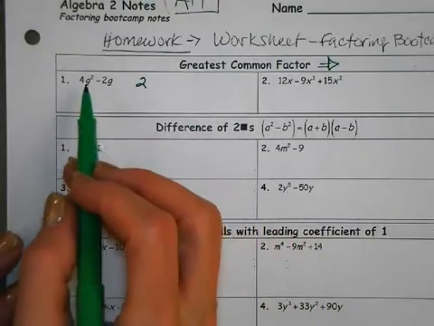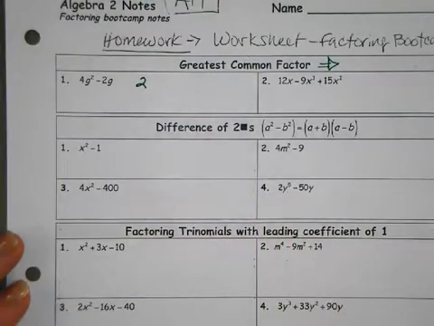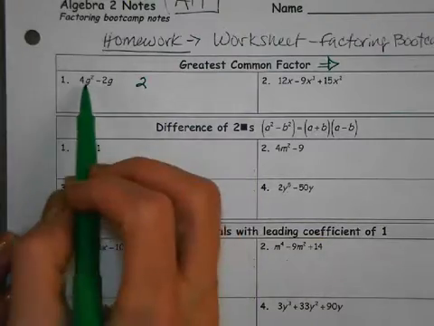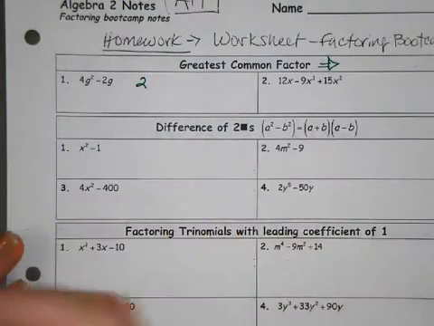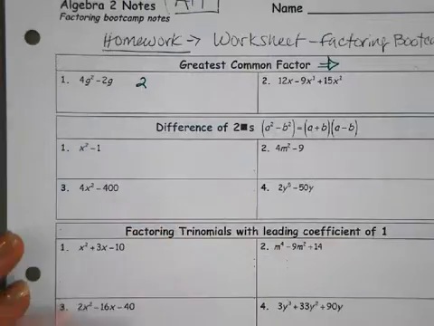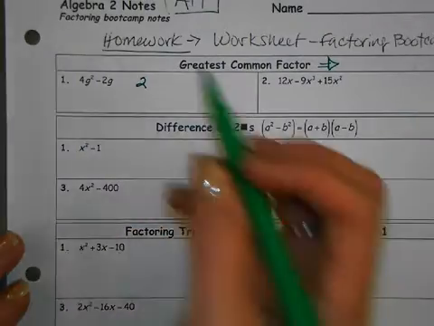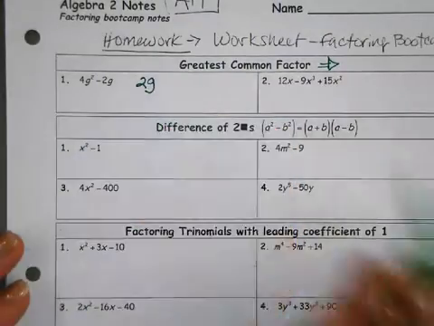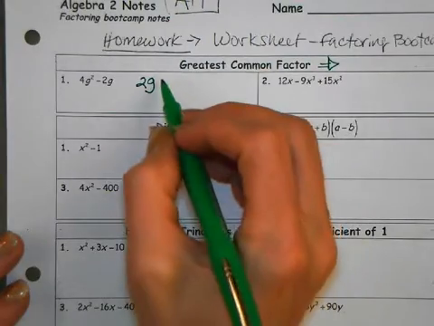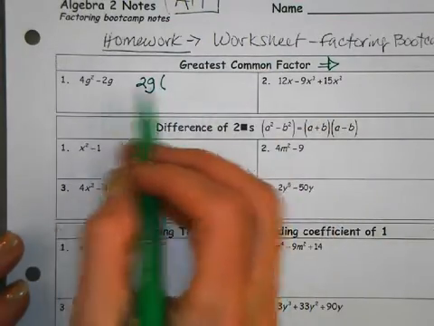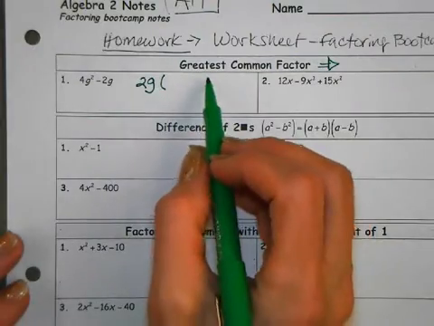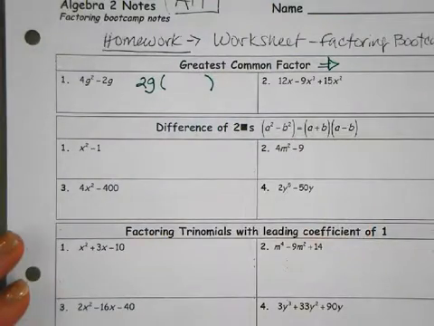Is there anything related to g's that are the same? Yeah, I have 2 g's here because g squared is g times g, and I have 1 g there, so they both have a g in common, correct? So I could just take a g and put it on the outside. And then in your parentheses is what is left over.